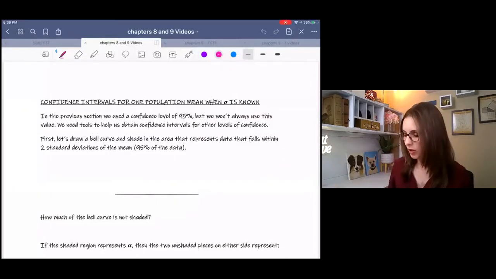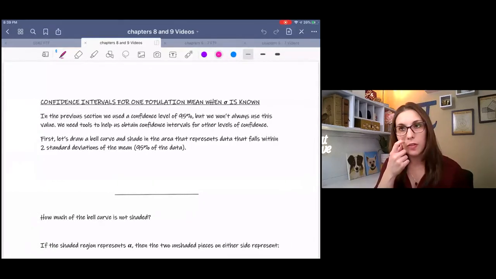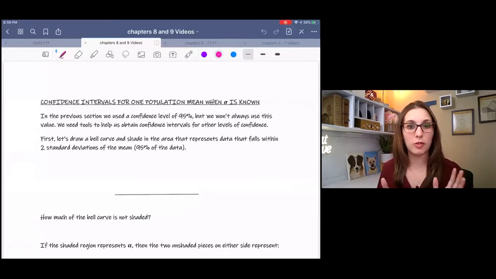So this will be pretty fun. In the last lesson, we looked at a confidence level of 95%. And that was an easy 2 standard deviations above or below the mean. So we didn't have to do a lot of figuring necessarily. Sometimes we want to obtain confidence intervals of different confidence levels.